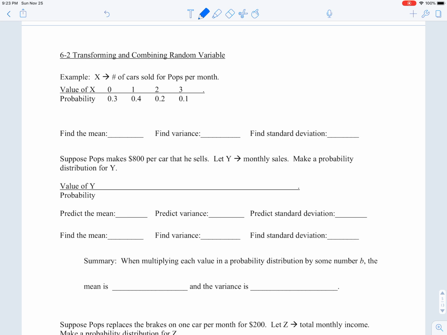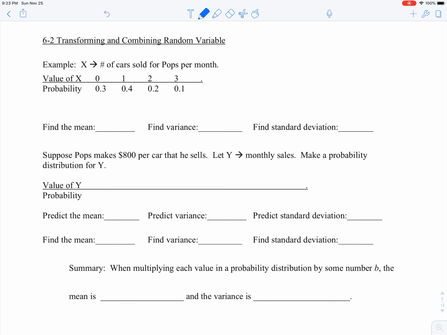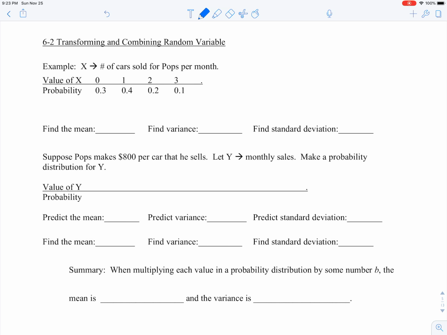Welcome to Chapter 6, Page 5. We are talking about transforming and combining random variables now. But first, let me just show you how to do what we did last time on the calculator.